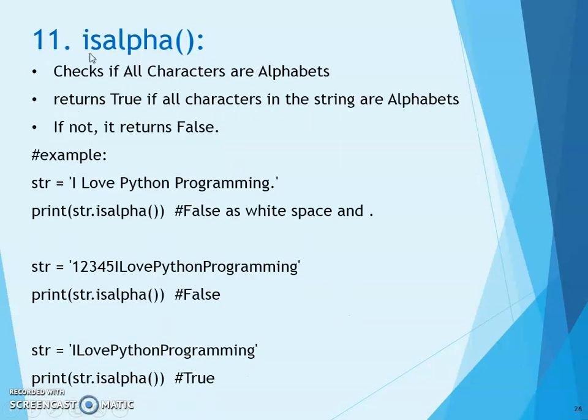Next is isalpha. If all the characters are alphabets, then it will return true. Otherwise, it will return false. Now in this first example, again white space and dot are there, so it will return false. In this example, it has alphabets and also numbers, so it will return false. In this example, all the characters are alphabets, so it will return true.